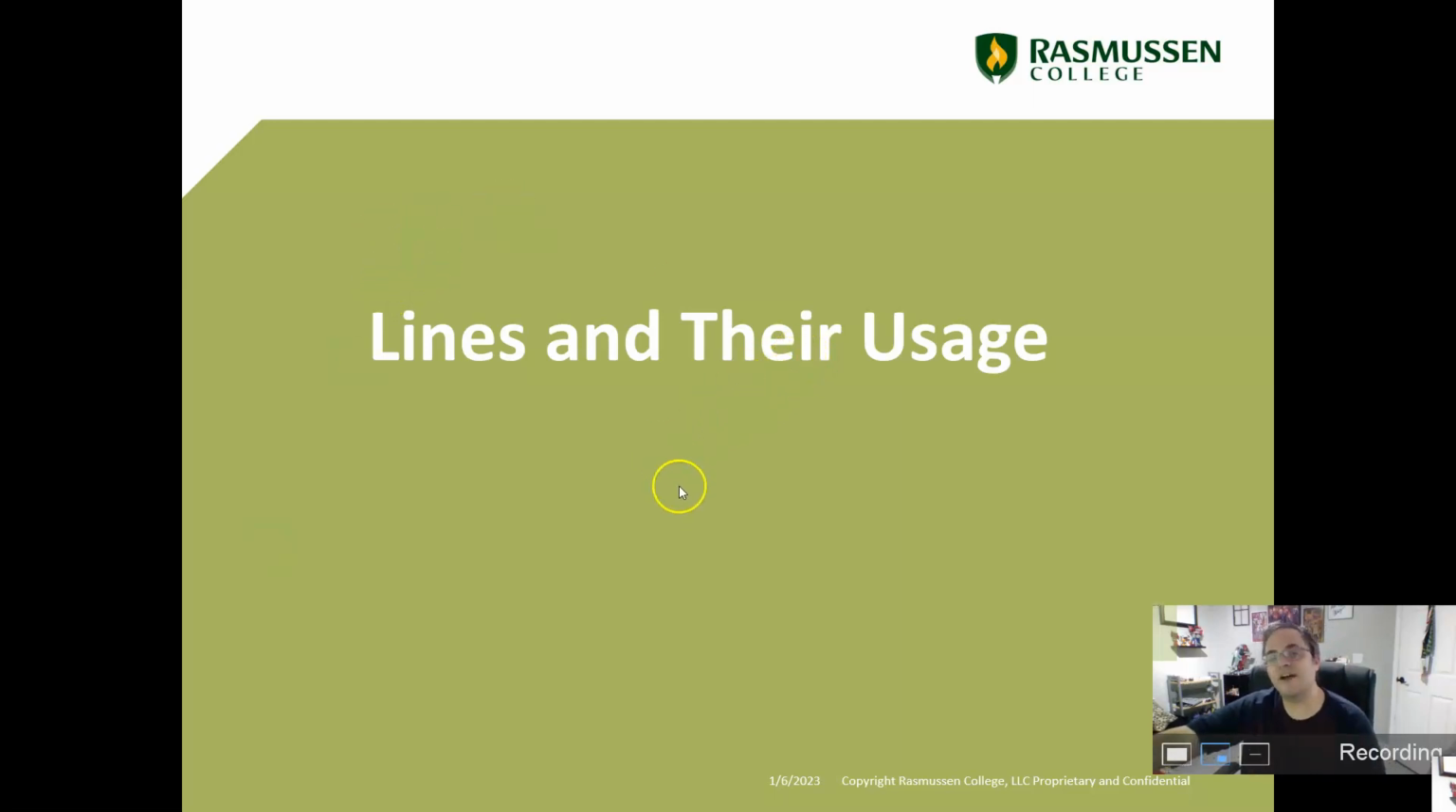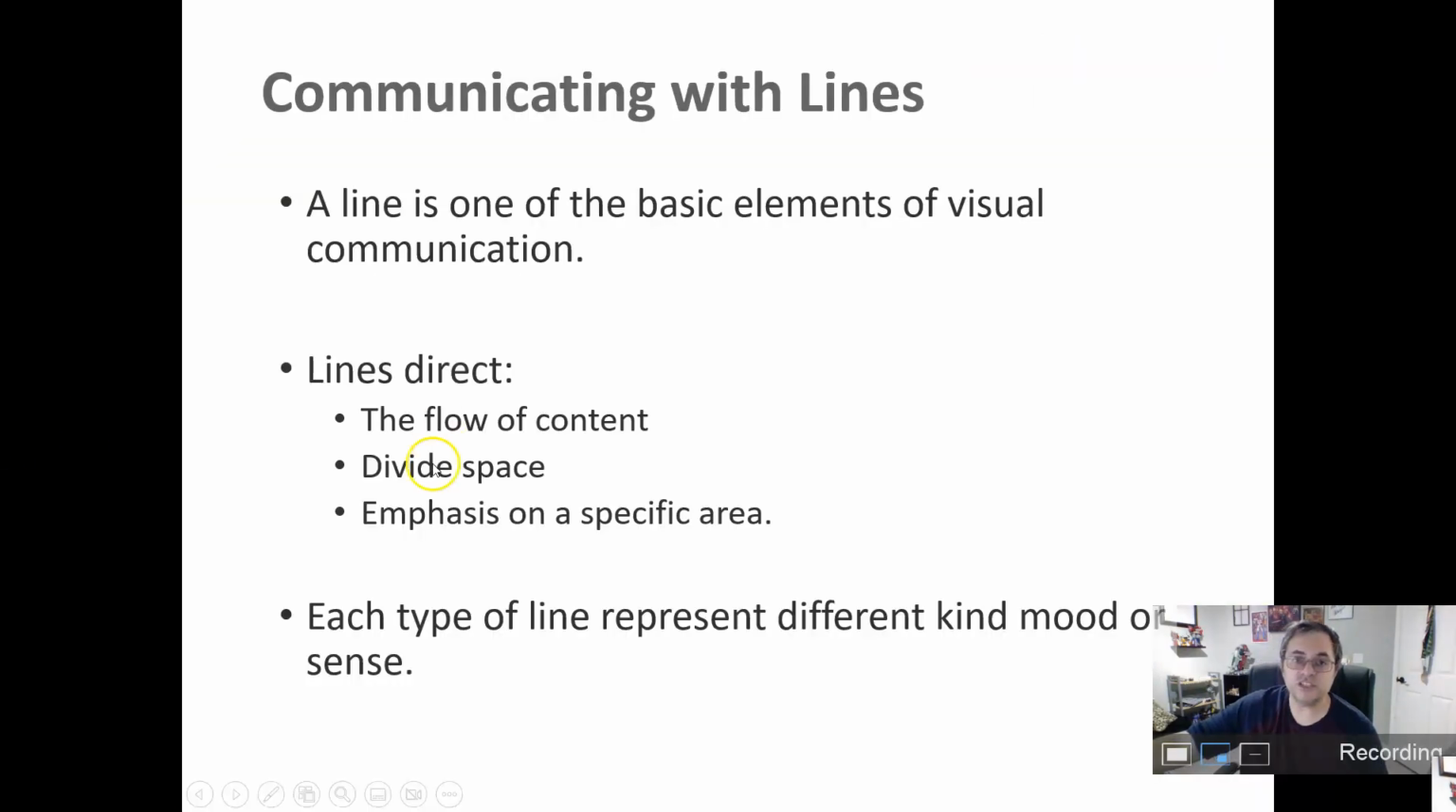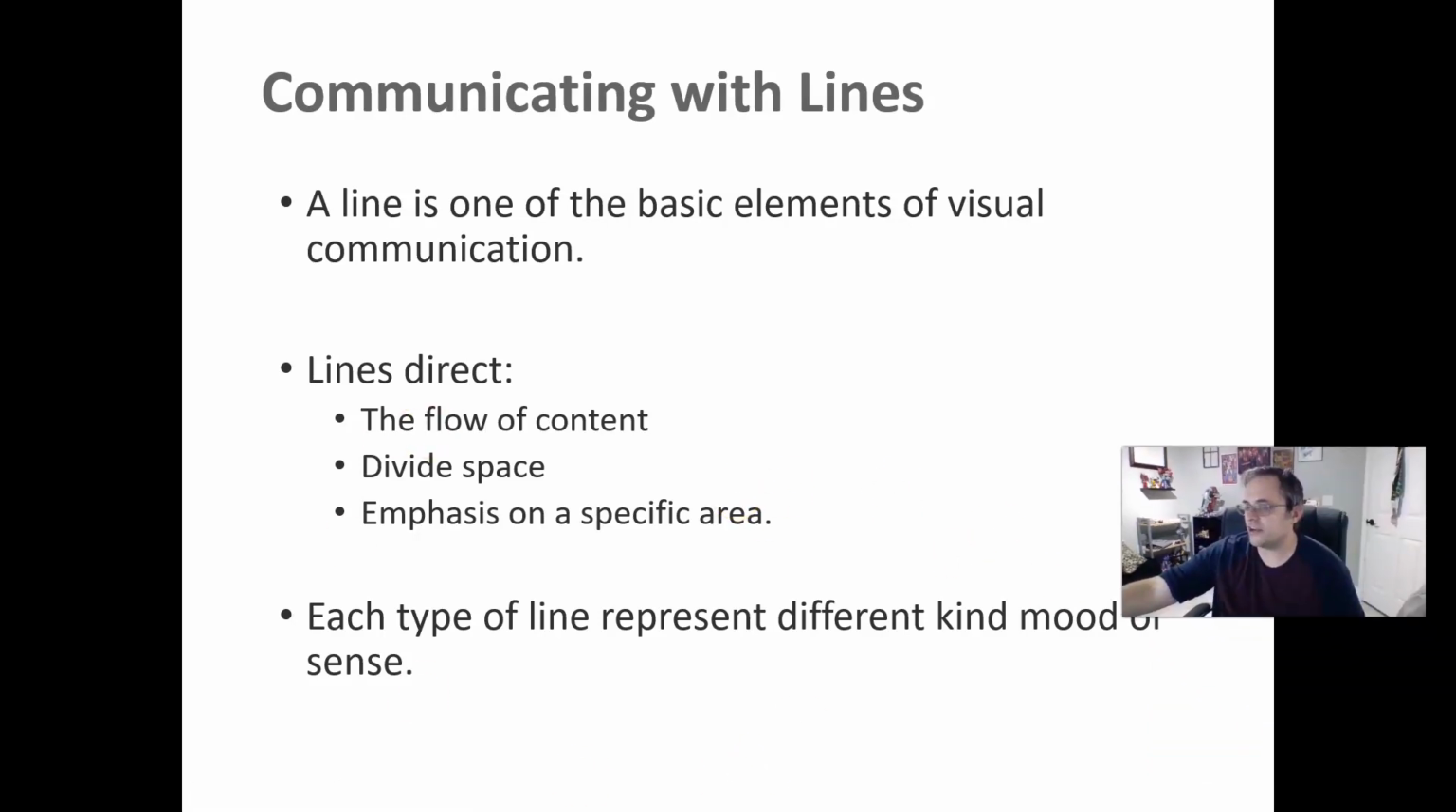But let's talk about how lines are used and their usage across visual communication and how we can gather specific responses based upon that. So yeah, let's take a look at that a little bit more in detail, right? Let's do it. So it's really interesting when you're communicating with lines. Line is one of the basic forms and elements of visual communication. Lines direct the flow of content, they divide space, and they create emphasis on specific areas so that you can direct eye movement. Each type of line represents different kinds of moods and different types of senses a lot of times. And that really helps out with a lot of different ways.